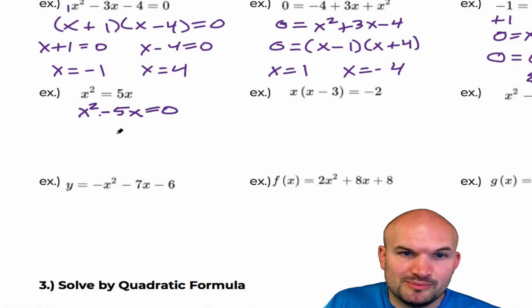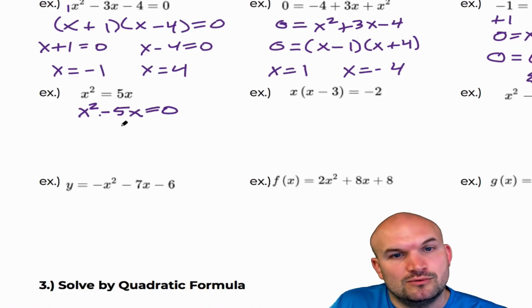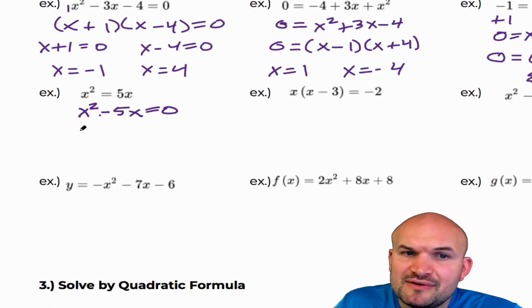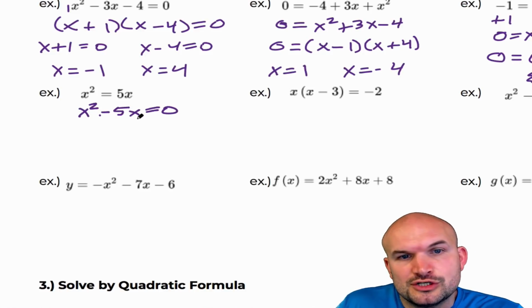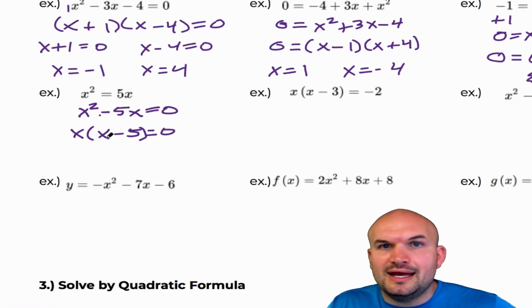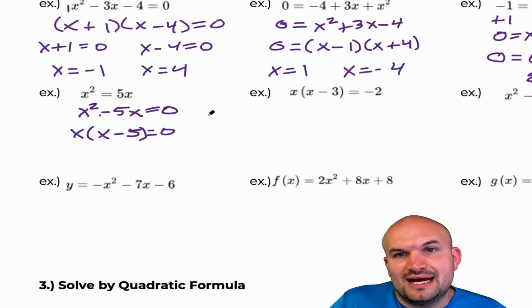Now, I don't have a trinomial, so it's like, well, what can I factor here? Well, in this case, you want to look for their common factors. And you can see the common factor here is going to be an x. Both of these terms can be divided by x. So by factoring out an x, I'm left with x minus 5 equals 0.